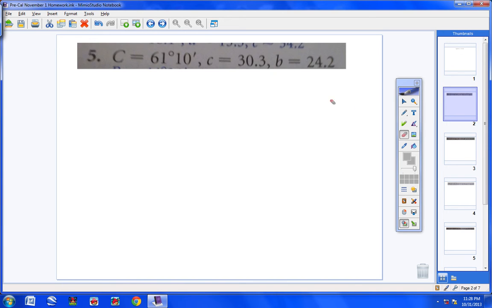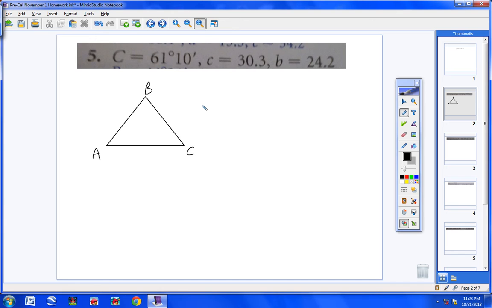Here's number 15. It looks like we're dealing with all of the triangles, numbers 5 through 15 odd. We're dealing with triangle ABC. The first thing I've taught you to do is go ahead and label your triangle ABC. We don't really care if it's drawn to scale or not. I wish they didn't give you minutes and degrees like that. I don't know why they do that.